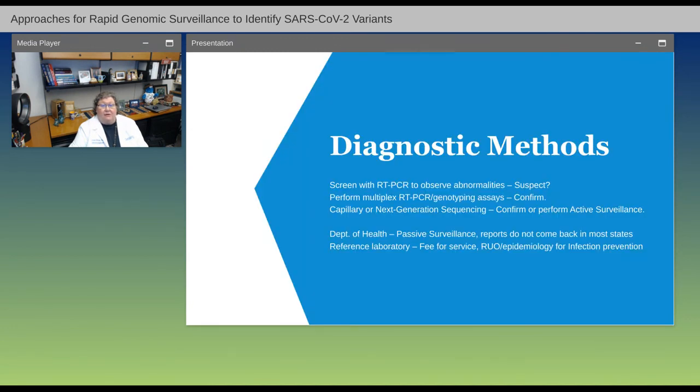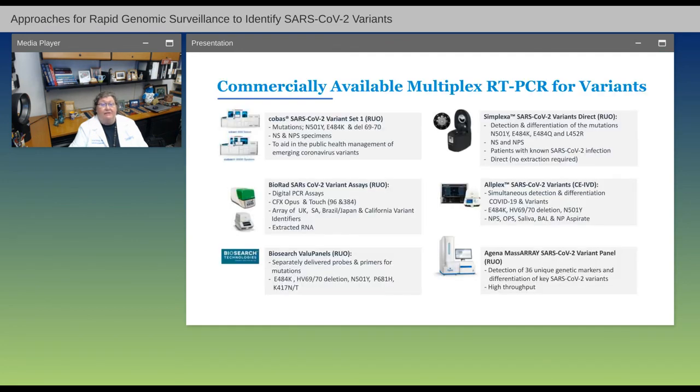Now, the diagnostic methods for the variant testing are to suspect there's a variant, confirm, and perform active surveillance. These are the commercially available multiplex RT-PCR methods: the cobas SARS-CoV-2 variant set, the Simplexa SARS-CoV-2 variant direct, the Biorad CoV-2 variant assay, the Allplex SARS-CoV-2 variant, which is CE-IVD, the BioSearch value panels, and the Agena mass array SARS-CoV-2 variant panel, which is all the others are RUO.